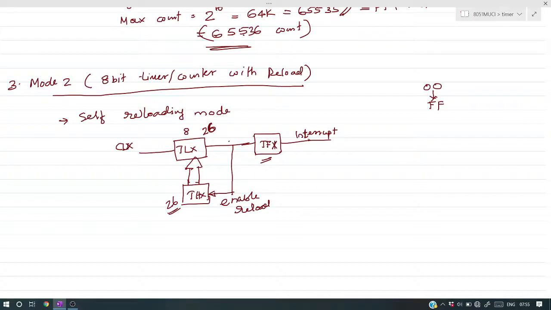So this mode is known as continuous mode. All other modes are single modes. Whenever counting is over, they will stop. Here, it will repeat the count, so we can obtain a repeated delay.